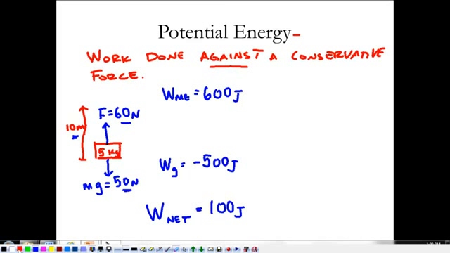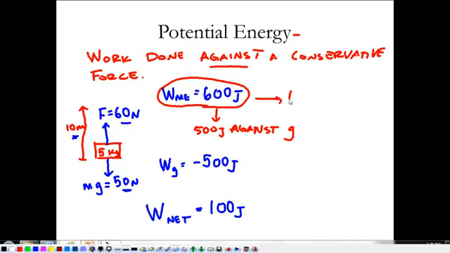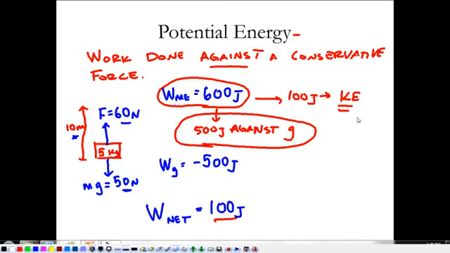So, looking at everything that happened here, I did 600 joules worth of work. Now, 500 joules was against gravity. 100 joules, which is my net work, became the kinetic energy of the object. So, I did 500 joules worth of work against gravity. That didn't make me go any faster. That 500 joules worth of work against gravity is what lifted the object up. This is what has now become our potential energy.